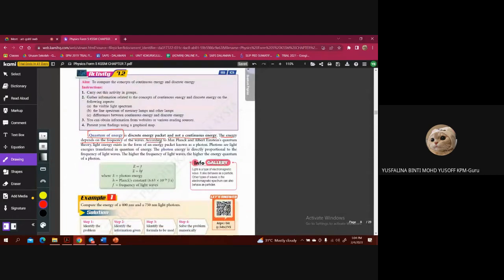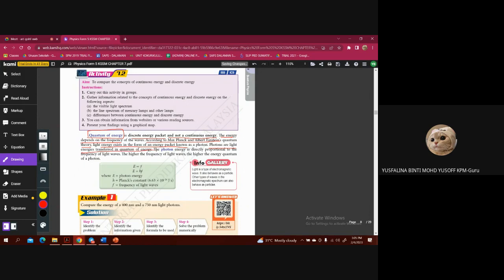So according to Max Planck and Albert Einstein's quantum theory, light energy exists in the form of energy packets known as photons. So the energy packet that I mentioned just now, we call it a photon. Every packet, say I have 2 packets of energy, means 2 photons. That's an example. And what is a photon? Photons are light energies transferred in quanta of energy.